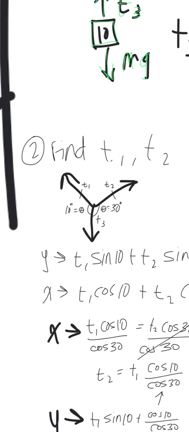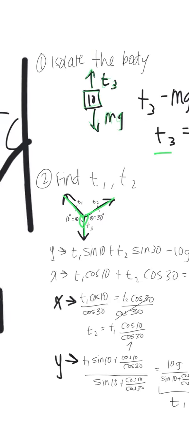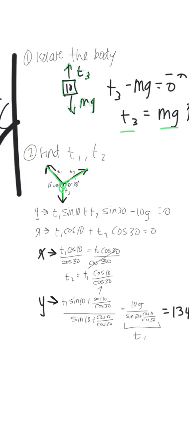Next, we want to find T1 and T2. So as we can see here, we isolated the tensions, and we can see that T1, T2, and T3 form three angles, but we're focusing on these angles right here. One is 10 degrees and one is 30 degrees. And now we can use these angles to form the equations for tension 1 and tension 2 in both the y direction and the x direction.